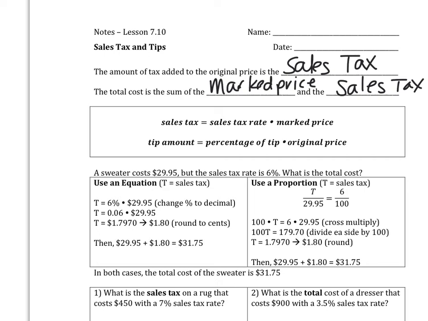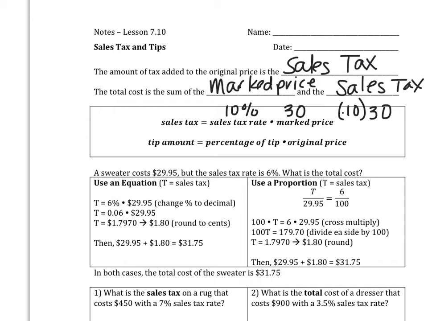So sales tax equals the sales tax rate, so what percent of tax it is, times the marked price, what was the cost of it. So let's say, for example, the sales tax is 10% and the marked price is $30. Then you're going to times 10%, we're going to turn that into a decimal, times the $30, and that's going to give us the amount of sales tax, the cost of the tax.